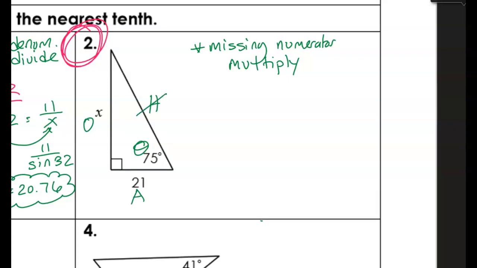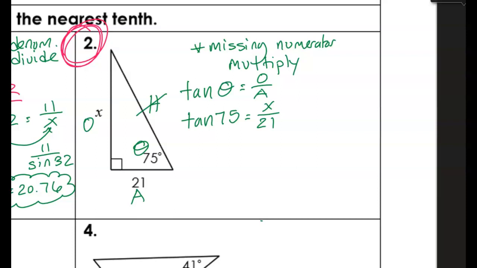So we just have O and A, meaning if I'm thinking about SOHCAHTOA, I'm dealing with a tangent problem. Tan of theta is O over A, where my theta here is 75, my O is X, and my A is 21.